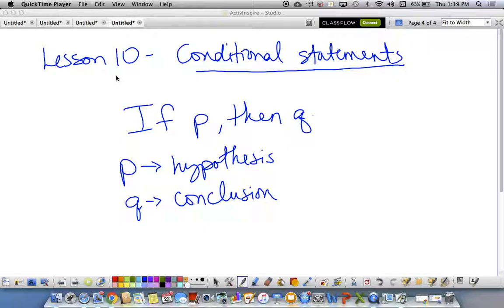So the hypothesis, we have the word if, and then we have the hypothesis. Something that you want, something that's mostly always true. Then a conclusion: what's going to happen if you had done the first thing. So let's put up some conditional statements.